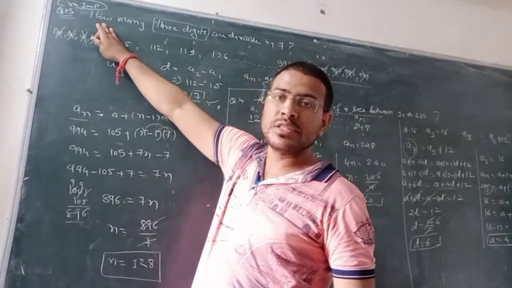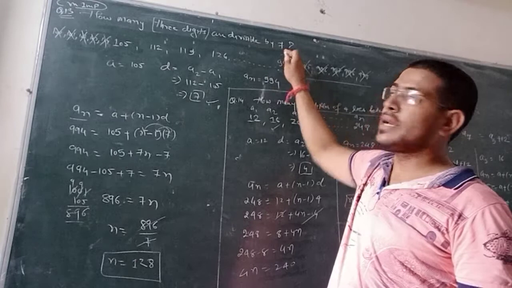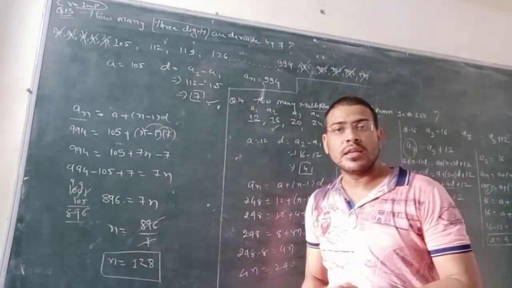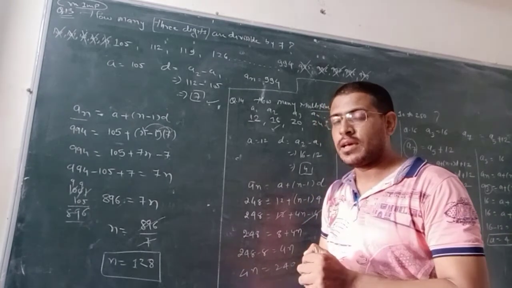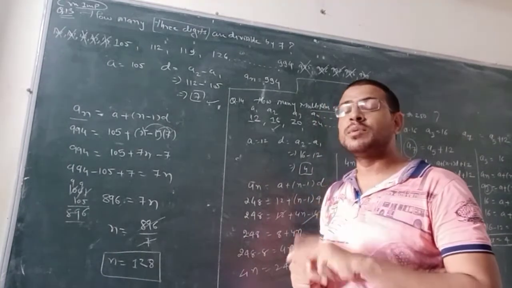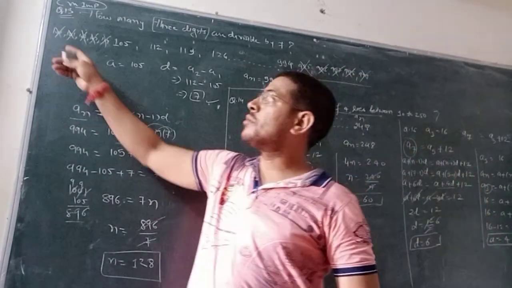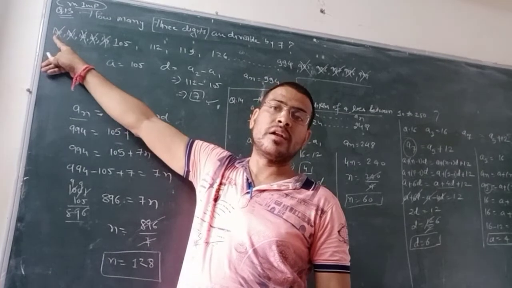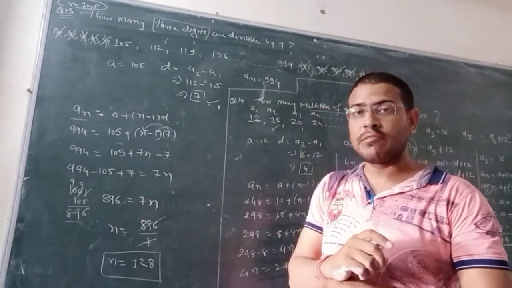Question number 13 is given. How many 3-digit numbers are divisible by 7? ऐसी 3 अंकों की कौन सी संख्याएं हैं जो 7 से divisible हैं? Now what is to be done? We have to find those 3-digit numbers which are divisible by 7. So we all know, friends, that the minimum 3-digit number is 100. So first we'll check whether this is divisible by 7 or not.